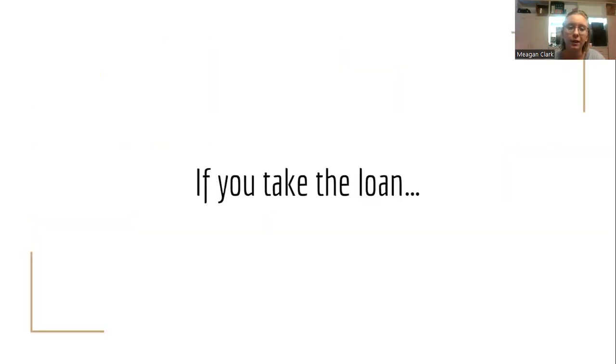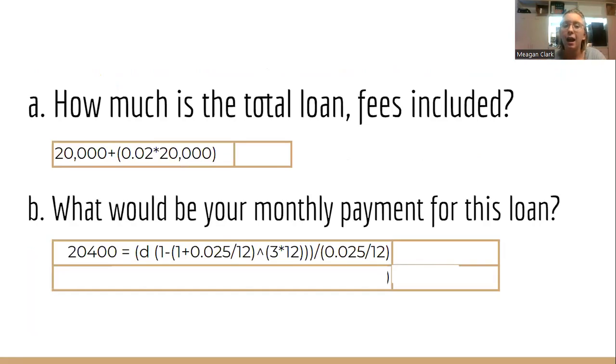So, if you were to take the loan, A, how much is the total loan, fees included? To solve that, we take the $20,000 for the car and add the 2% fee, which is 2% of that 20,000, to that original 20,000 to get a total of $20,400. And B, your monthly payments for this loan.